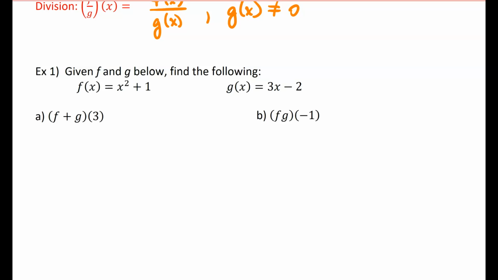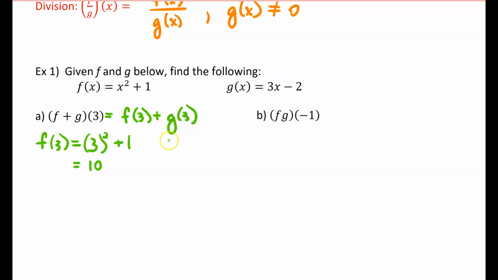So usually on these, when we're actually evaluating at a term, it's much easier to do each one separately. So turn that into f of 3 plus g of 3. And then we'll combine them at the end. Okay. All right. So f of 3, I'm going to take that 3 and plug it into my x terms. So that becomes 3 squared plus 1. So f of 3 is equal to 10.